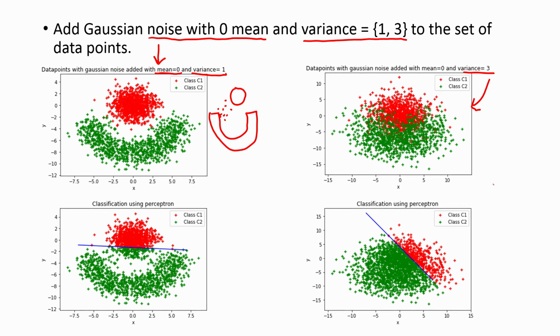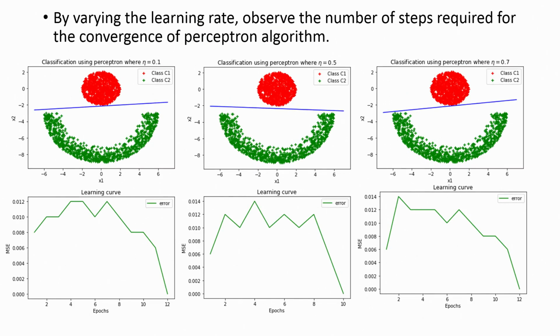So, one problem with the perceptron that we see is that in the presence of noise, it tends to fail, or it is not able to find a hyperplane that can classify the points. Now, let us observe what happens by varying the learning rate that we have in the update rule. So, first let us fix the learning rate to be 0.1.